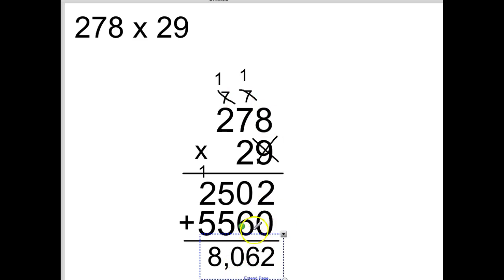Always make sure to add a 0 down here in the next place value to represent the tens place where you're starting to multiply.